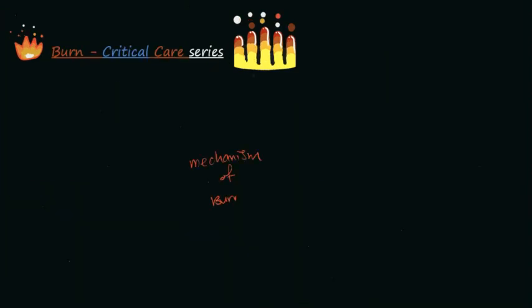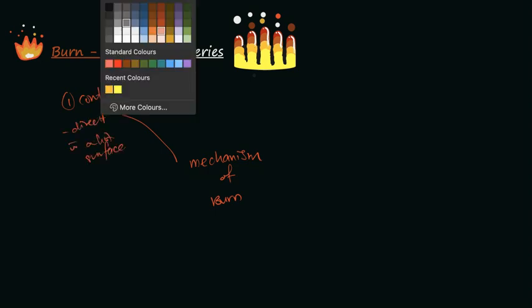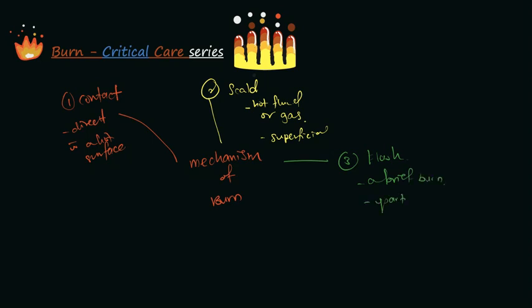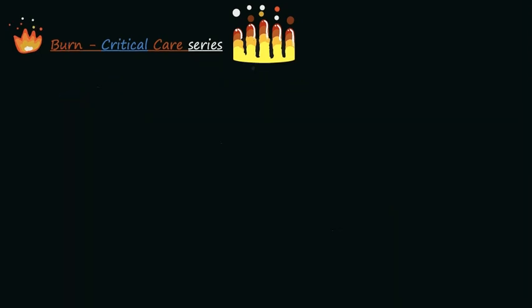Mechanism of burn refers to how you get the burn injury in the first place. It can be from a contact with a direct hot surface, it can be from a scald, from fluid or gas, which usually will be a superficial burn. You can get a flash from a brief burn causing a partial thickness burn. You can get from flame, normally this will be full thickness burn, and there will be a different type of burn altogether, like chemical and electrical burn.